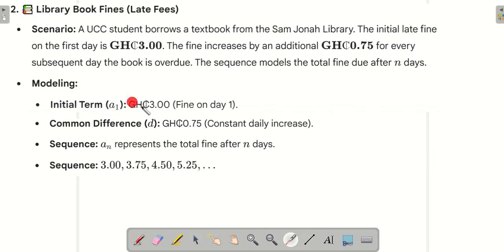So the initial term was 3 Ghana cedis. That was the initial late fine on the first day. Then the common difference, the fine increases by an additional 0.5. So that is going to be your constant daily increase of fine, which is 0.5. Therefore, we can model a sequence, an AP. The nth term represents the total fine after n days. So as you start with 3.0, you keep adding 0.5 as the common difference.